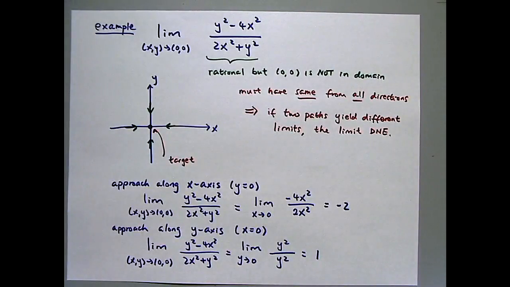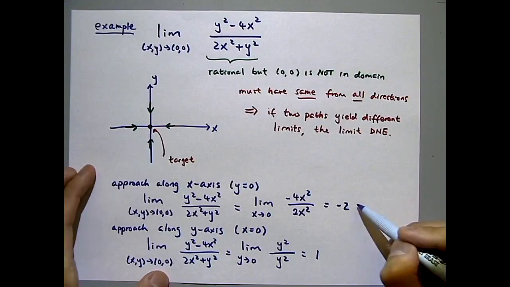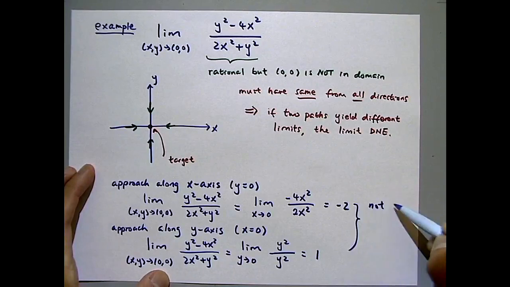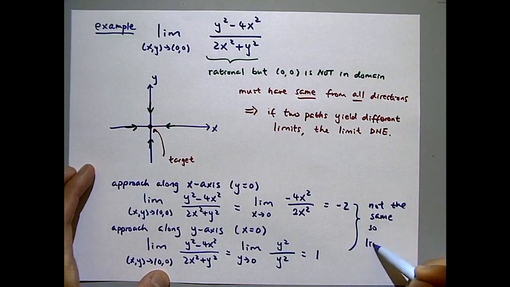So think about the situation here where if you're coming through the front and back door into this room, you're at 2 floors below the basement. But if you're coming along the right and left door, you're 1 floor up. So clearly, there's no limit here. You can't get to the same place by taking different paths. These are not the same. So the limit does not exist.